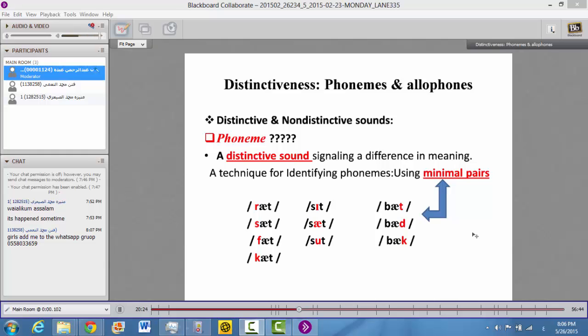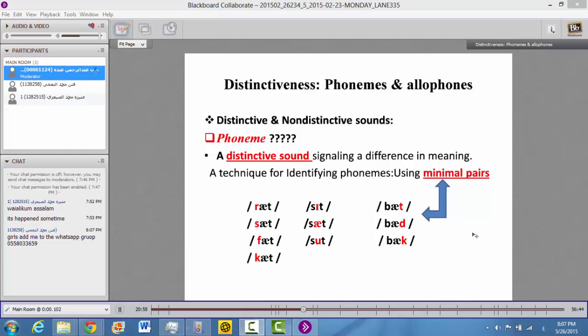When I say distinctive sound, I mean that it has the function of changing the meaning of the word. In other words, we say it signals a difference in meaning. How can we show that? By using minimal pairs to show how the phoneme has this distinctive function. This is the technique used by phonologists or phoneticians to identify the phonemes. They use minimal pairs.